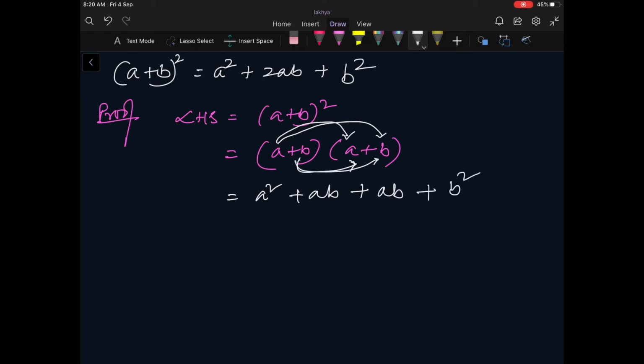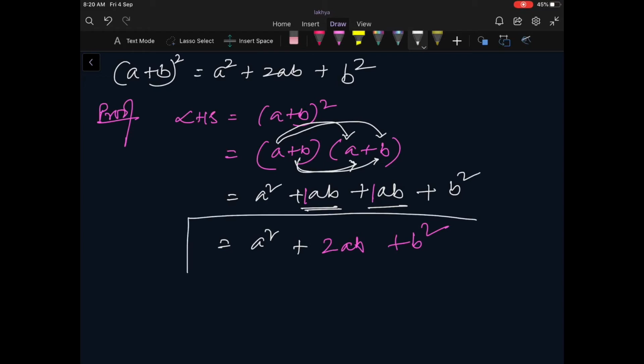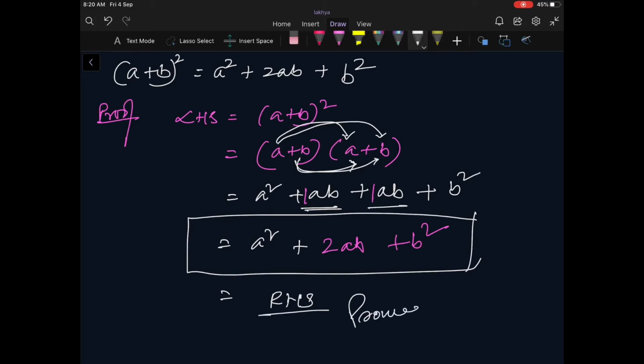Okay, then b into b, b square. Now you see a square plus twice ab, here ab, ab, which can be considered as 1ab, that is equal to twice ab plus b square. So this is the right hand side of the polynomial identity. That's how we can prove this polynomial identity. Okay, so hope you have understood.